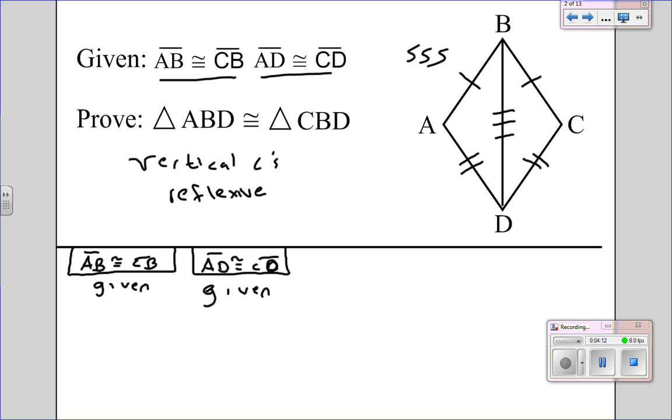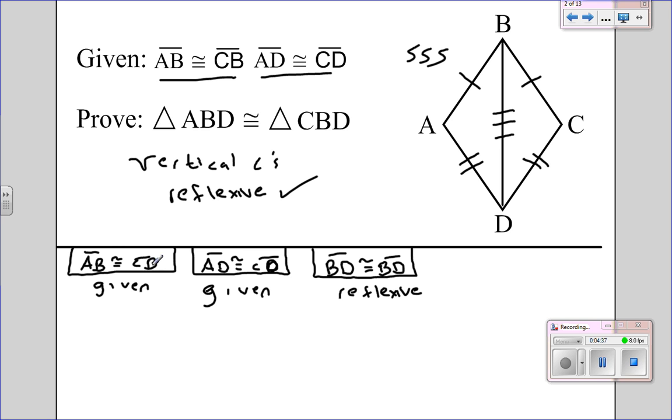Once you've copied all your givens down, you look at the picture and you decide, do I have any vertical angles or reflexive sides? If you do, then you need to put another box up top and write what that was. In this case, we had no vertical angles, but we did have a reflexive side, and that was BD is congruent to itself. So BD is congruent to BD, and we call that reflexive.